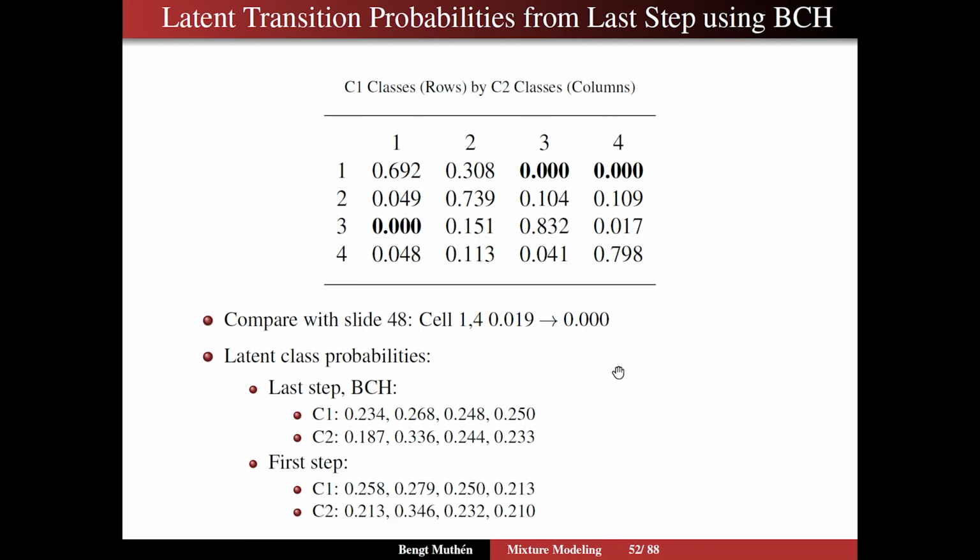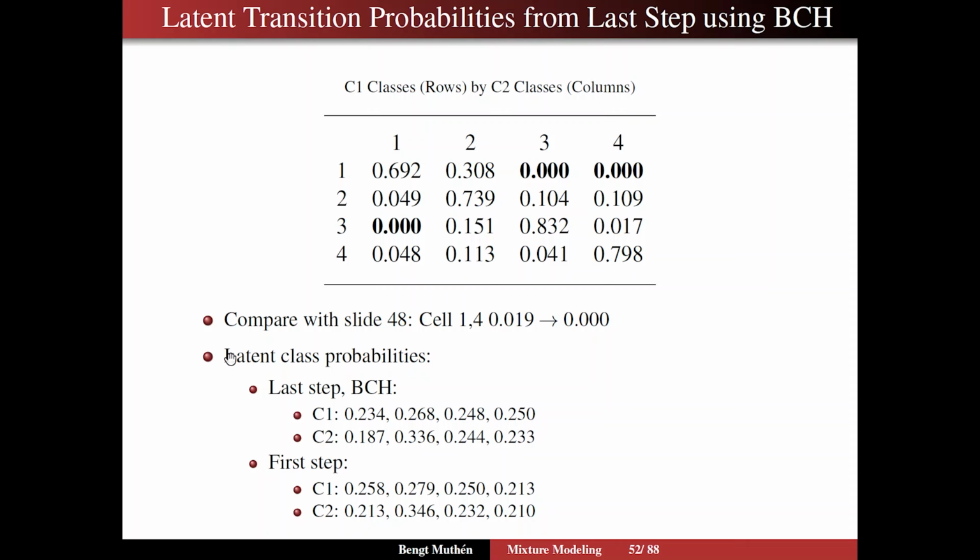And in that case then, using BCH, the latent transition probabilities have yet another zero, which is compared to slide 48, which was for regular LTA. The cell 1,4 has gone from 0.019 to 0 here. Close. But we have now 3 zeros.